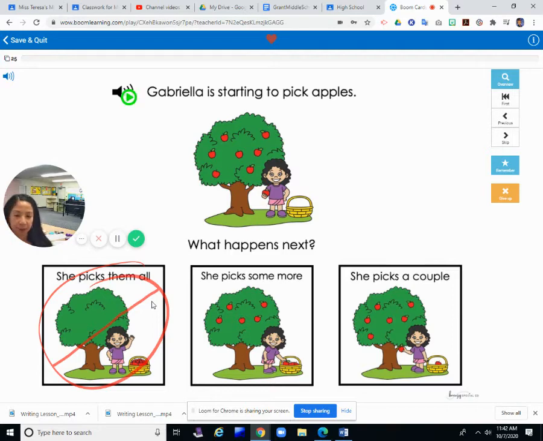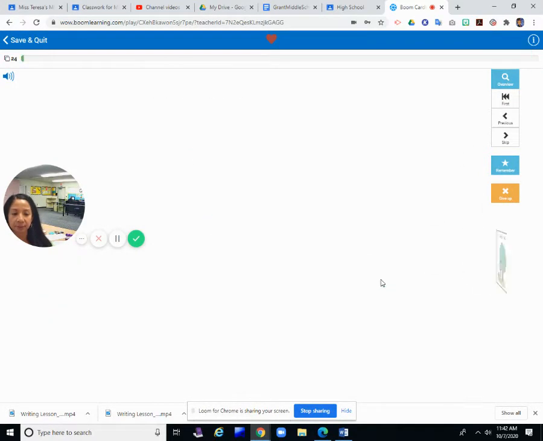Gabriella is starting to pick apples. Probably not, because if she's just starting, she's not going to pick them all next. How about she picks some more? Gabriella is starting to pick apples. What happens next? No, she picks a couple.